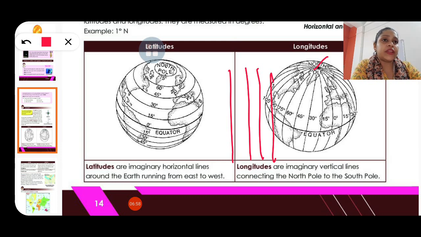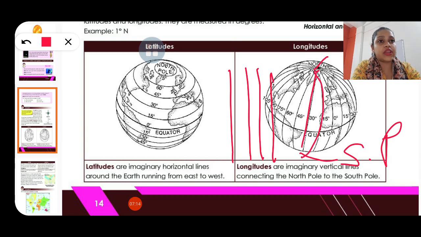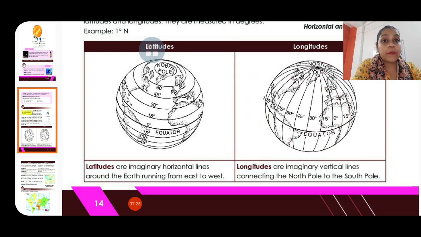At the top of the earth we have the North Pole, and at the bottom of the earth we have the South Pole. And these longitude lines, remember children, these are imaginary lines, they connect the North Pole and the South Pole. They are drawn from north to south. Okay children, so latitudes are imaginary horizontal lines around the earth running from east to west, and longitudes are imaginary vertical lines. They connect the North Pole to the South Pole.